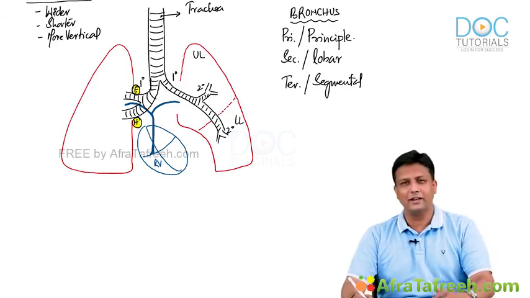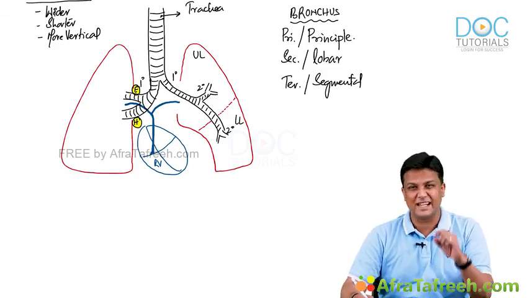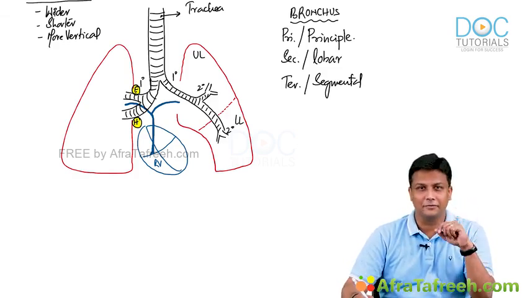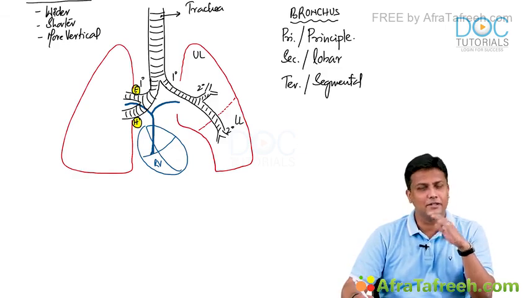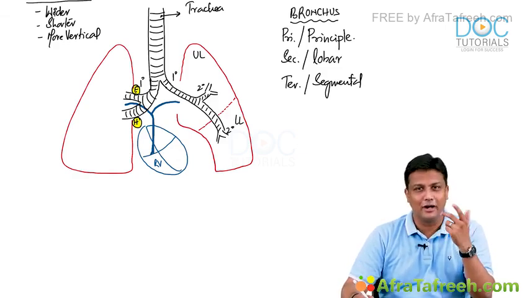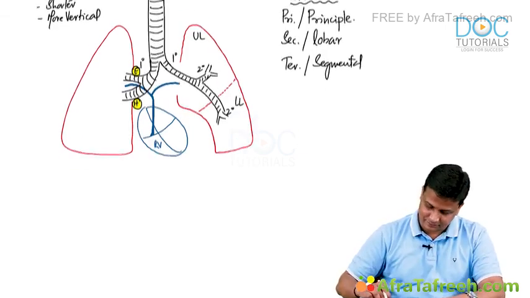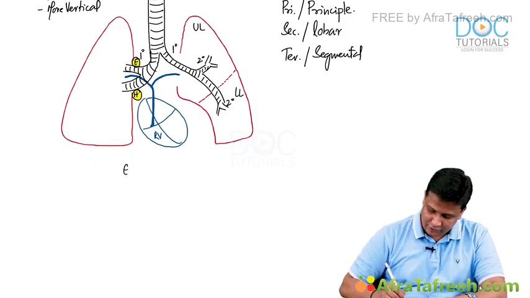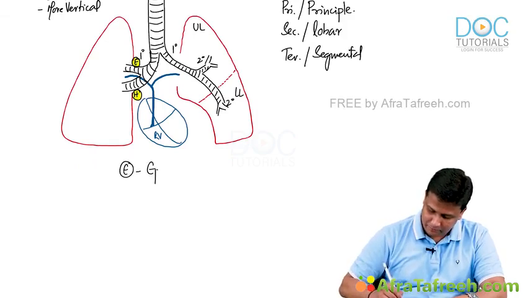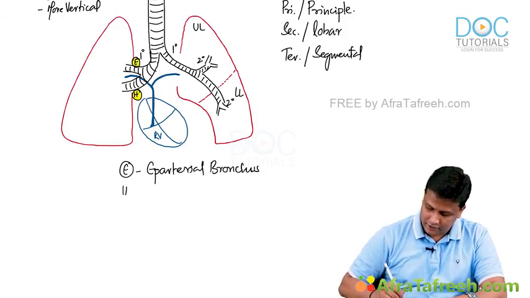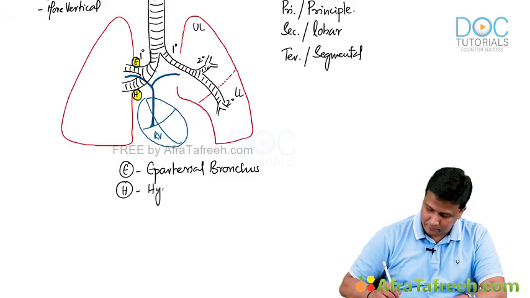And look at that beautiful name, guys, eparterial. Ep is epi, above the artery. Hyparterial, hypo is below the artery. So eparterial and hyparterial bronchus, guys. Okay, so let us just write down the full name here. E stands for eparterial bronchus. And then H here stands for hyparterial bronchus.